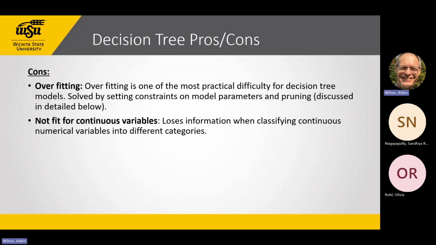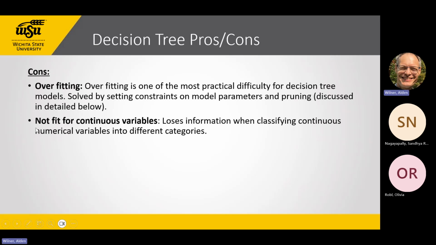Cons, on the other hand. The most obvious con is that decision trees really want to overfit, right? If you don't stop it soon enough, it will overfit your algorithm. So that's why we have to set constraints or come back and prune things after we build the tree, right?